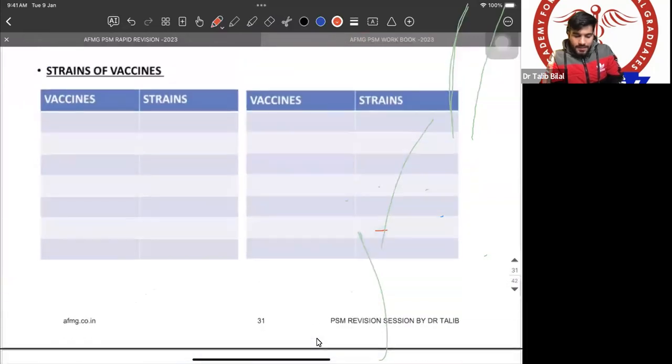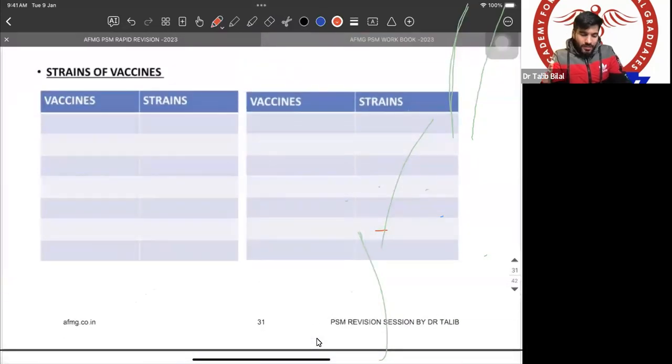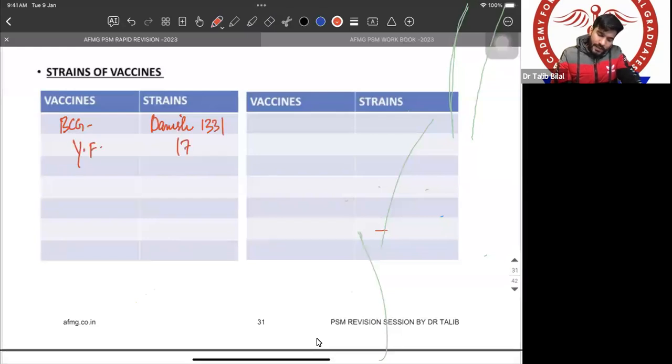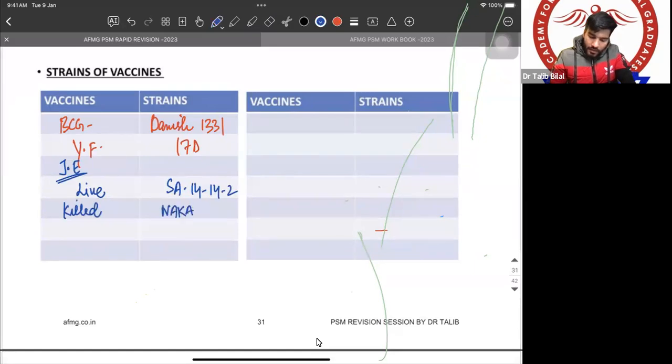Yes, guys, let's discuss all the strains of vaccines. You tell me, what is the strain for BCG? It's Danish 1331. For yellow fever, we have 17D. For Japanese encephalitis, if you have live, it's SA 14-14-2. If you have killed, it's Nakayama.